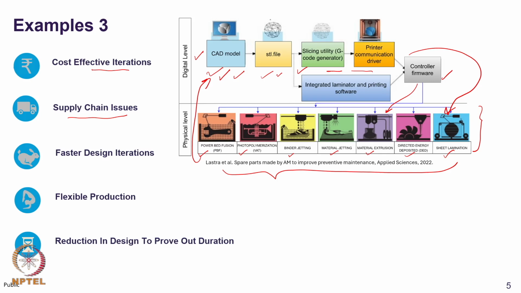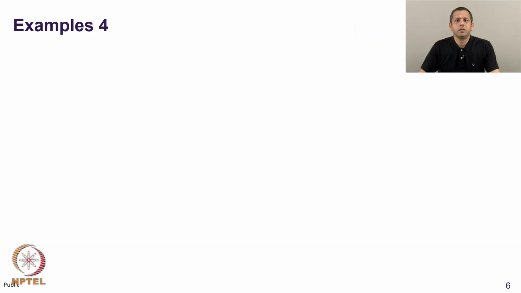We can also print the part where it is needed. That means the locations which are not easily accessible can have access to the additive manufacturing facility and the part can be made at that location itself. Overall, as we have learnt now, additive manufacturing also offers short time to prove the design concept.